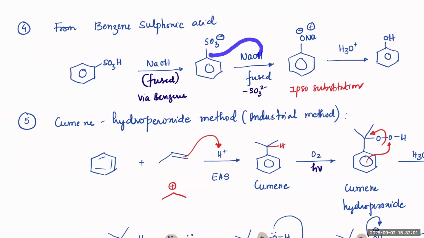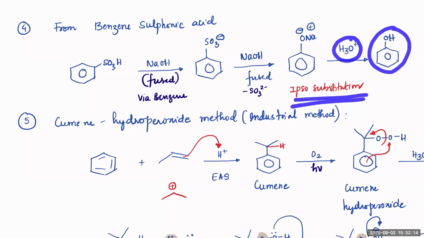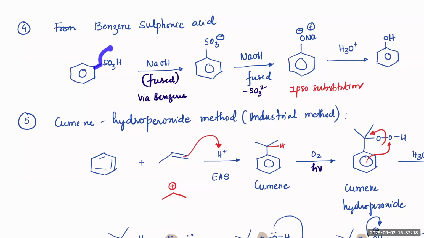And when OH minus attacks, this group will go out as SO3 2 minus, and you will get this fused form, O minus Na plus, which when you hydrolyze will convert into phenol. Now, if there is a functional group, and on the functional group itself you are making a substitution, then that is called ipso substitution.